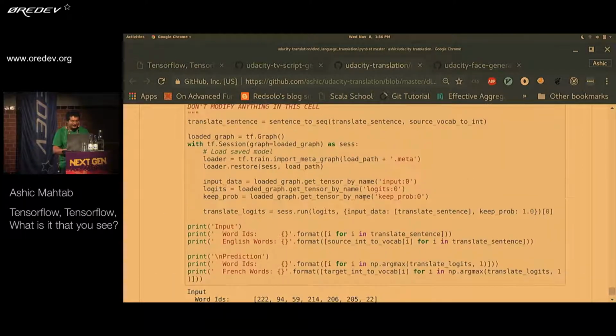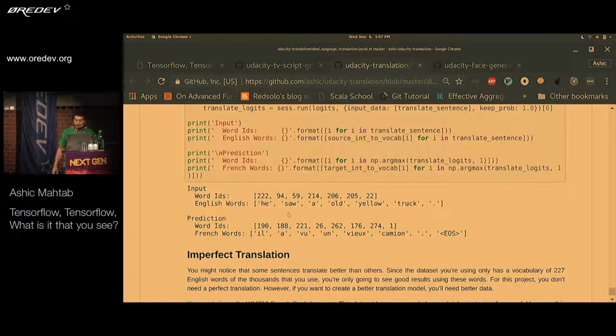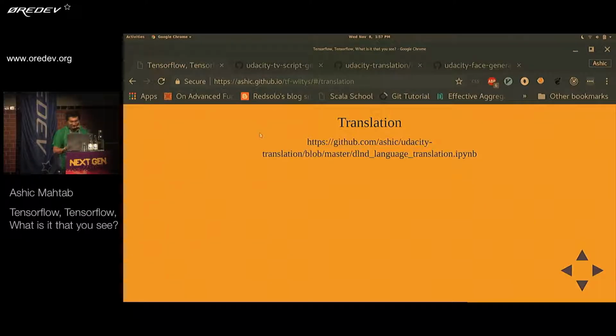And then finally, at the end, we give it some words, say, he saw an old yellow truck, and it translates into something. I don't know if this is correct or not. Does anybody know French? Is that relatively correct? OK, cool. There you go. It does a better job of translating than I do.